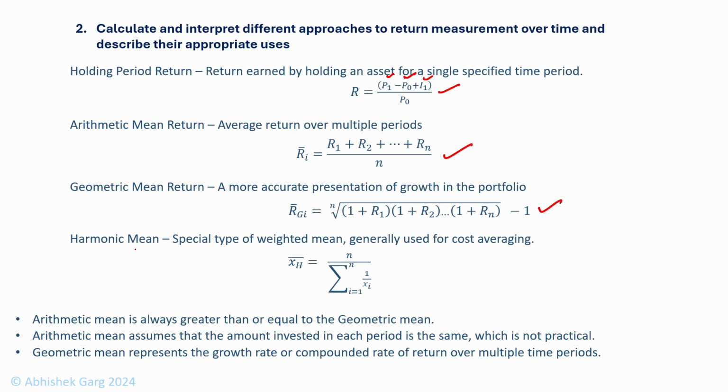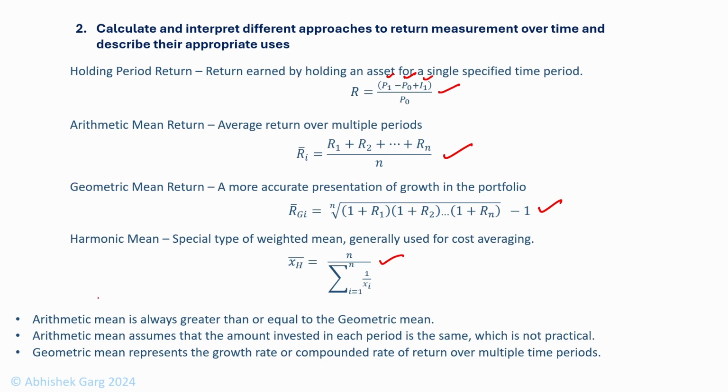Then let's talk about the harmonic mean. It's a special type of weighted mean and it is generally used for cost averaging when you are investing a specified amount of money in the same asset but at different prices. Then harmonic mean can be used to determine the average price that you have paid for that particular asset. So this is the formula for harmonic mean.